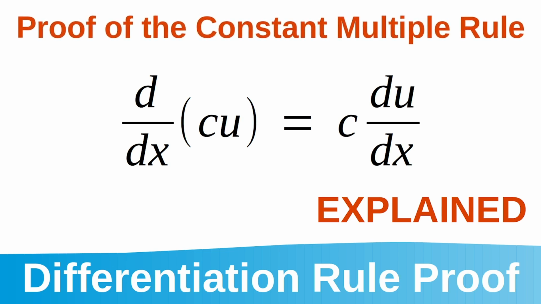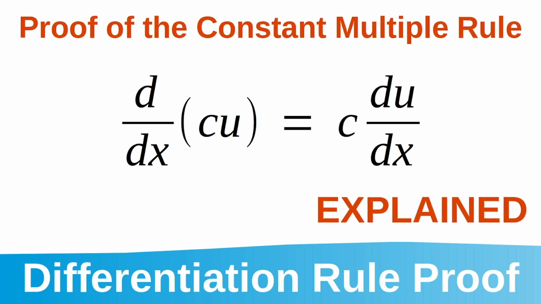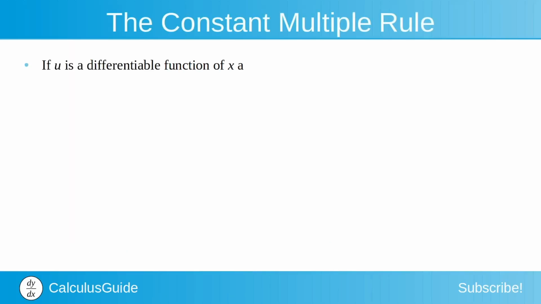In this video, I'll explain the proof of the constant multiple differentiation rule. The constant multiple rule states that if u is a differentiable function of x and c is a constant, the derivative of cu with respect to x is equal to c multiplied by the derivative of u with respect to x.